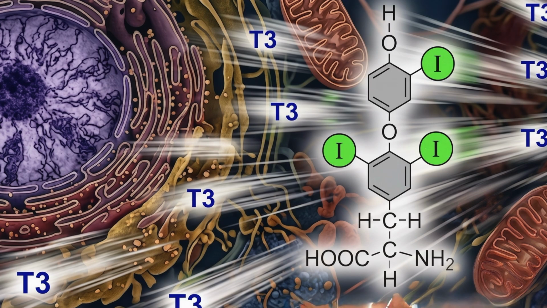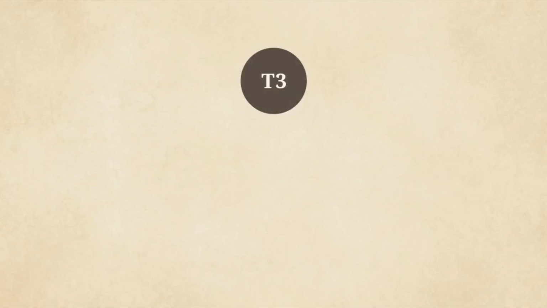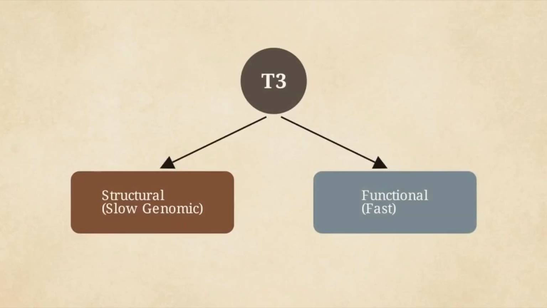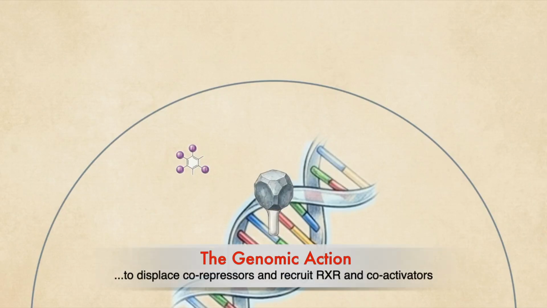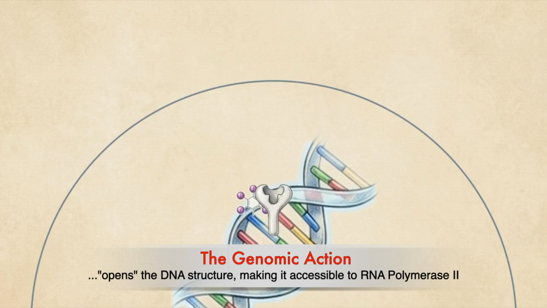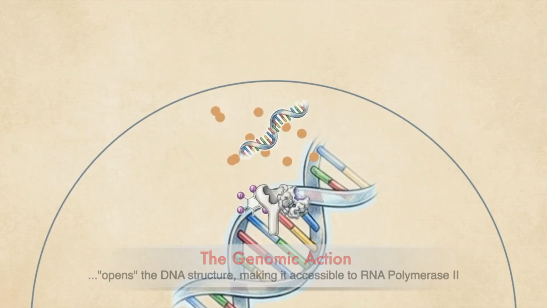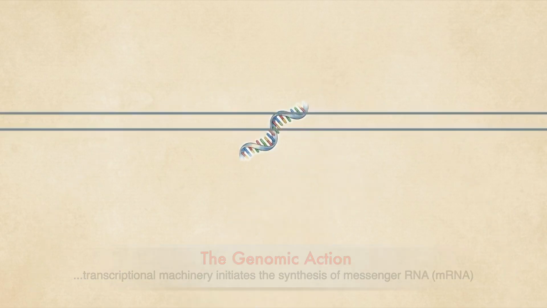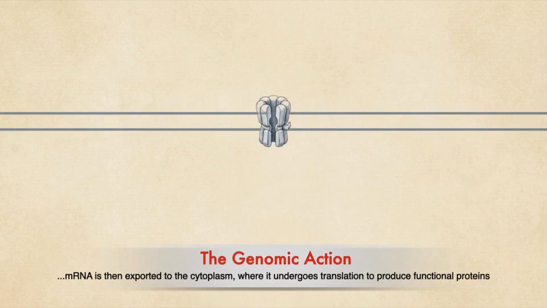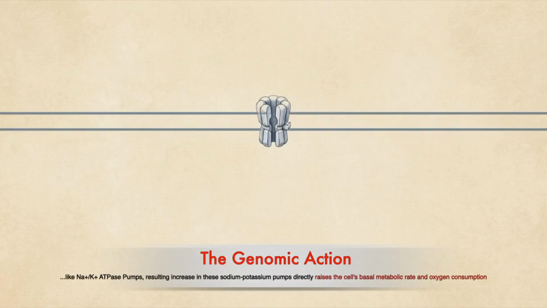The T3 molecule operates through a dual velocity system. It modulates cellular function via two distinct temporal pathways, a slow structural pathway and a rapid functional pathway. In genomic action, T3 enters the nucleus, rewriting DNA. A guard protein locks the thyroid receptor. T3 binds it, kicking the guard out. T3 pairs with RXR, recruiting coactivators to produce mRNA. This builds proteins like the sodium-potassium pump, driving metabolism.